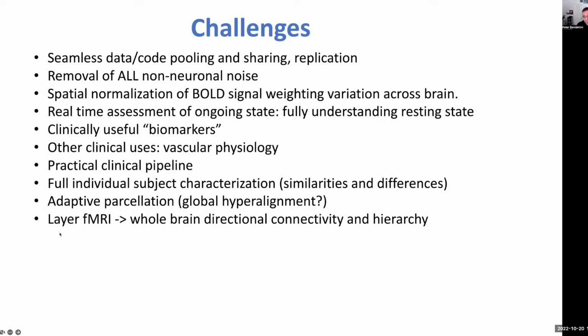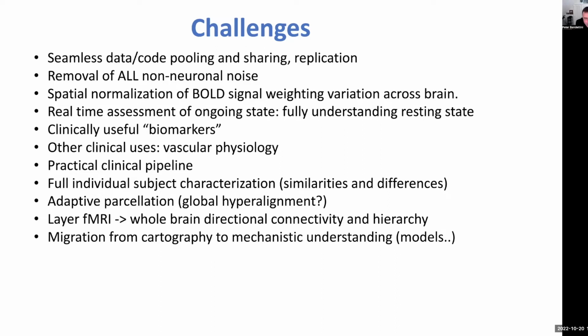Layer fMRI is one of the things that my group spends a lot of time on. I think it's not only exciting because it's high resolution, but it can open up an entire area of fMRI in which directional connectivity, or directional correlations, are highlighted. So you get to understand which direction the communication potentially goes between brain areas, and also pull out the hierarchy based on where the correlation is, depending on what layer it's on.